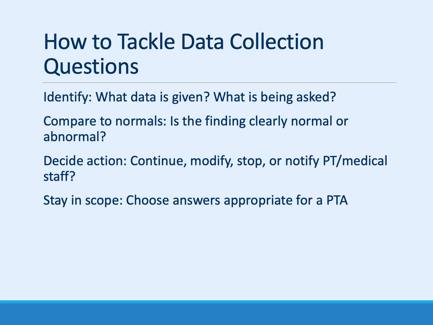When you see a data collection question on the exam, you want to follow a simple 4-step process. Step 1 will identify what type of data we're being given. Is it a vital sign, a goni measurement, a wound description, a gait deviation, or a score on an outcome measure, or any other one of our options. Step 2 will compare that data to normal or expected findings, and we're going to determine whether the information they're giving us is clearly normal, clearly abnormal, or if it's borderline.